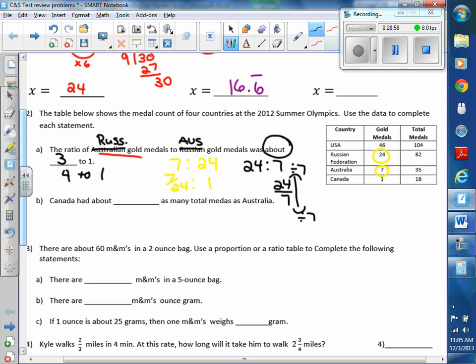So if I asked you a question like this on the test, if the word about comes in, it's an estimating problem. Does that make sense? So you're supposed to kind of look at that and go, okay, about. So in other words, Canada had about as many total medals as Australia.